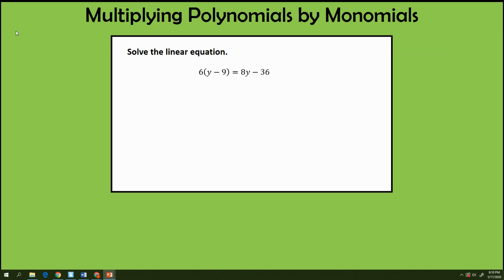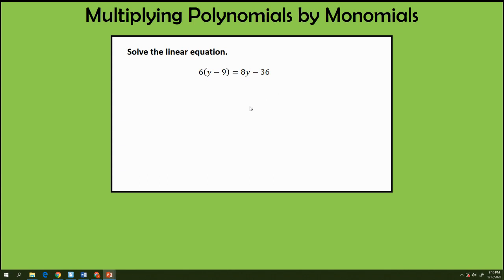So we'll take a look at another one of our examples here. This is solving the equation, and it involves a monomial, which is 6 times the binomial y minus 9. So there's your product of a monomial and a polynomial right there. That's why it fits into what we're talking about. This actually has variables on each side of the equal sign. So we're going to review this process of solving.